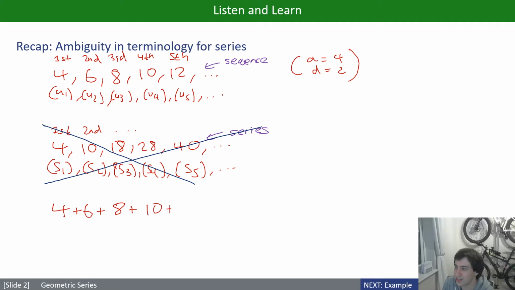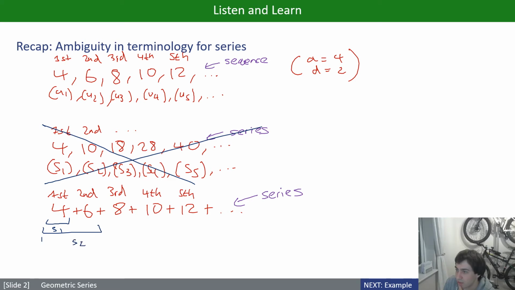I'm trying to not be too annoyed at the terminology. So they say this is the series. The difference is instead of commas, there's plus signs. So when you talk about the terms in a series, it's basically the same thing again. It's the same numbers. But then you introduce this concept of adding them up by saying this thing here is S1, and this thing here is S2, and this thing here, which is the sum of the first three terms, is S3, and so on.